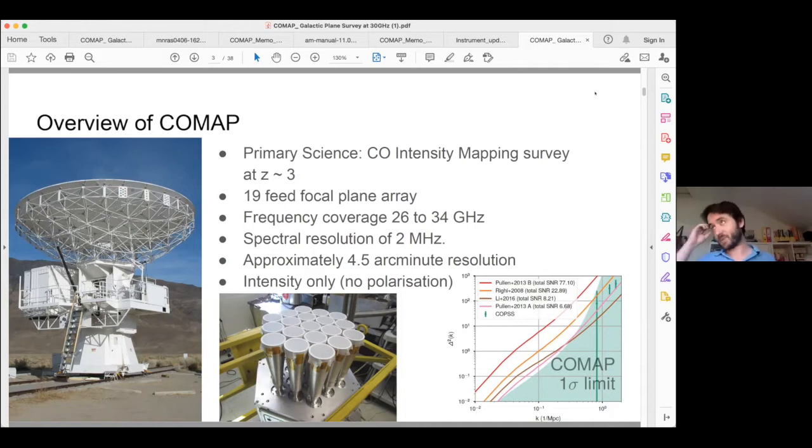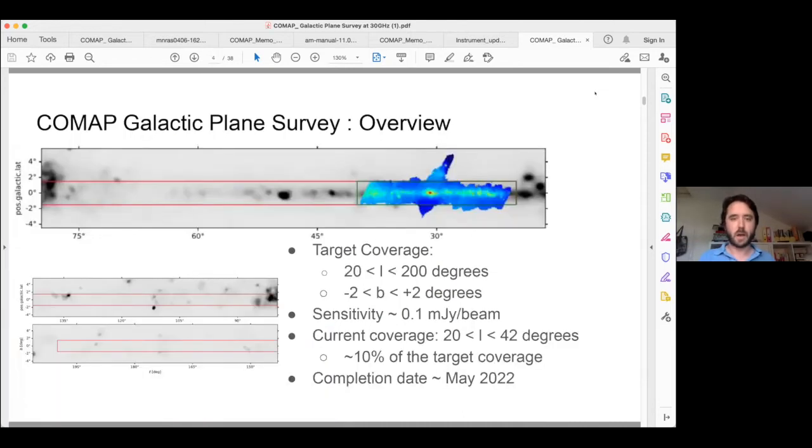So we should point out, we're not going to be helping these QU B-mode detection experiments, but we can help in intensity, and we think that as a data set it will be really useful for Cosmoglobe. So this is the plan as we have it at the moment.